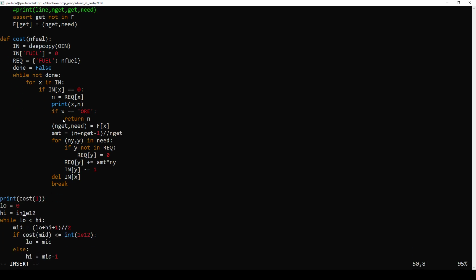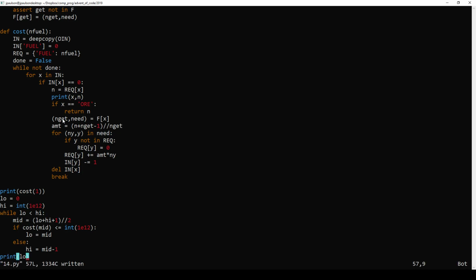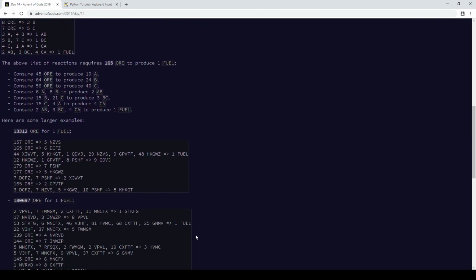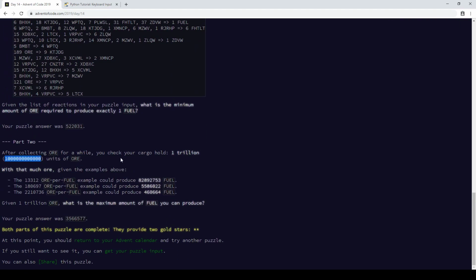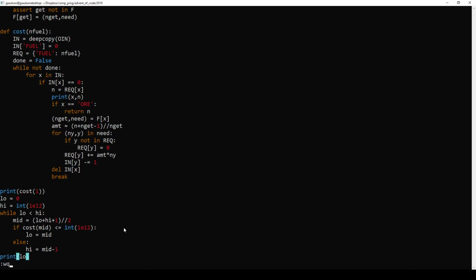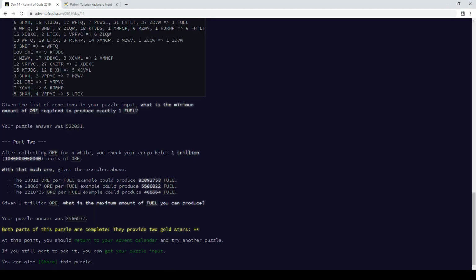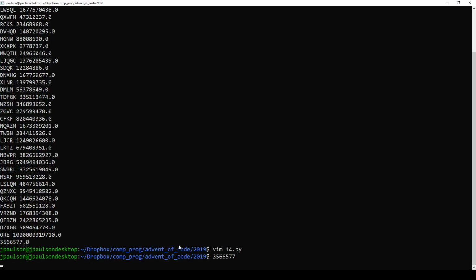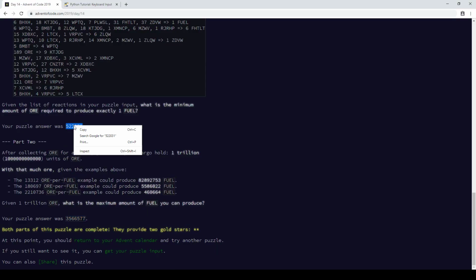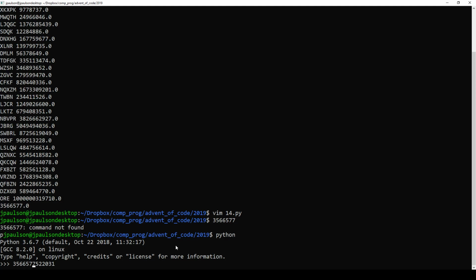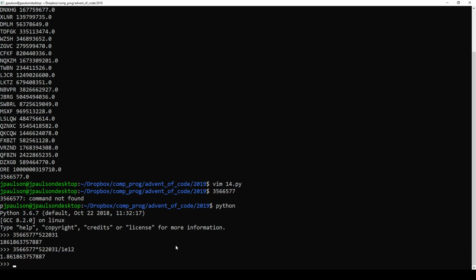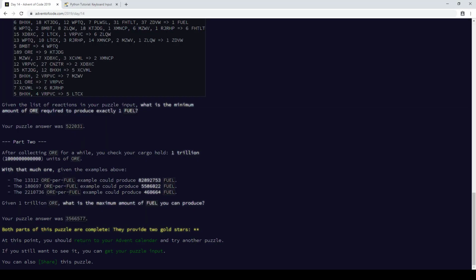And then for part two, they ask us how much fuel we can make with a trillion units of ore? And we need to be a little bit cautious here. You might think, okay, well, it took 522,000 units of ore to make one fuel. So if I have a trillion ore, it's just a trillion divided by this.